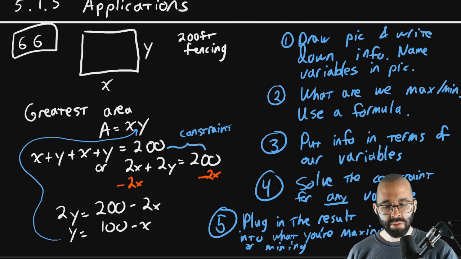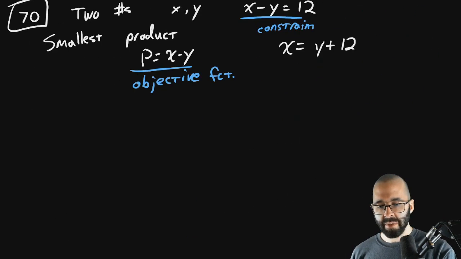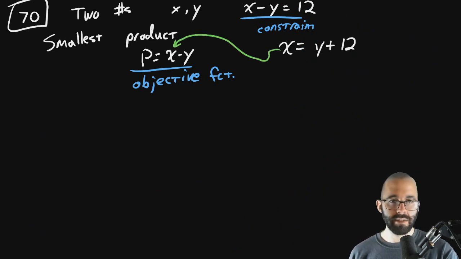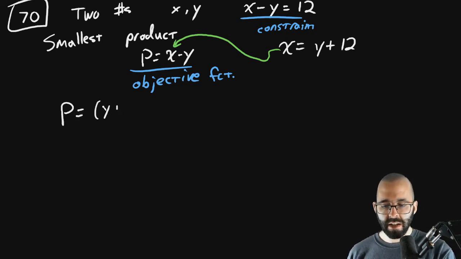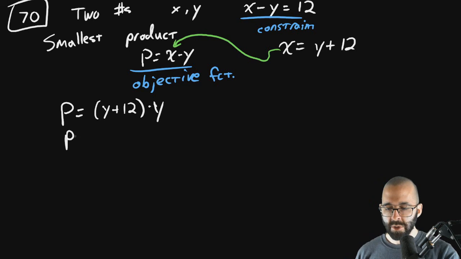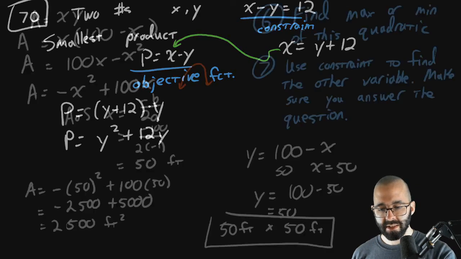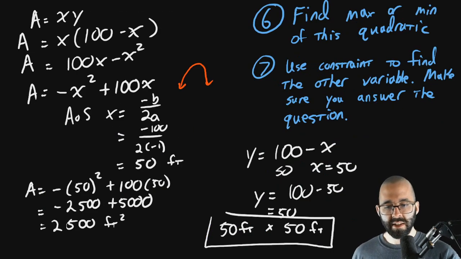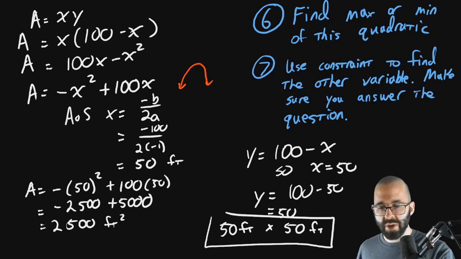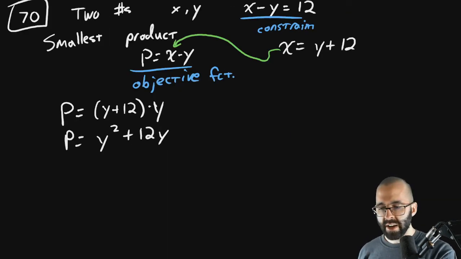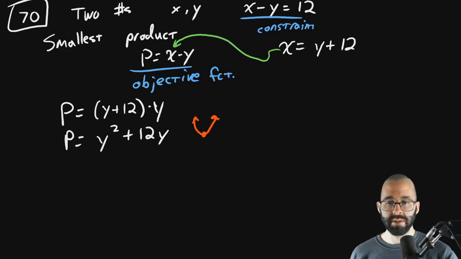Step 5, plug in the result into what you're maximizing or minimizing. We're plugging this in to x, the objective function. So now p is equal to x, which is y plus 12 times y. So p, let's distribute, becomes y squared plus 12y. This is a quadratic function. Step 6 was find the maximum or minimum of this quadratic. So this quadratic function has a positive a value. It goes up. There is a minimum, which is good because we do want that smallest product.